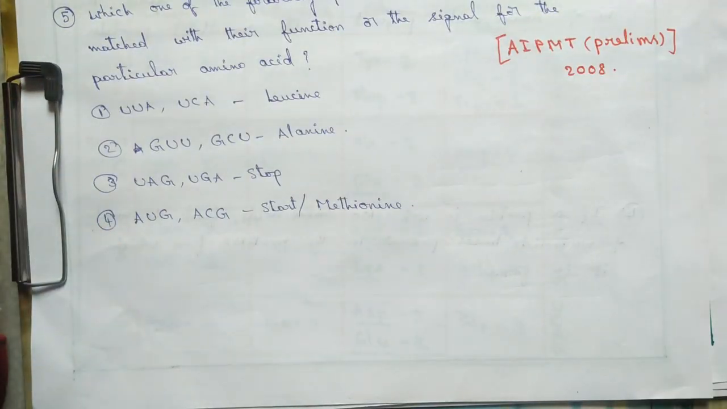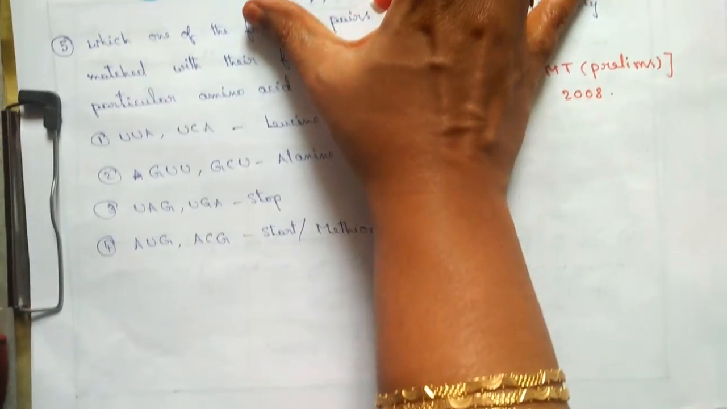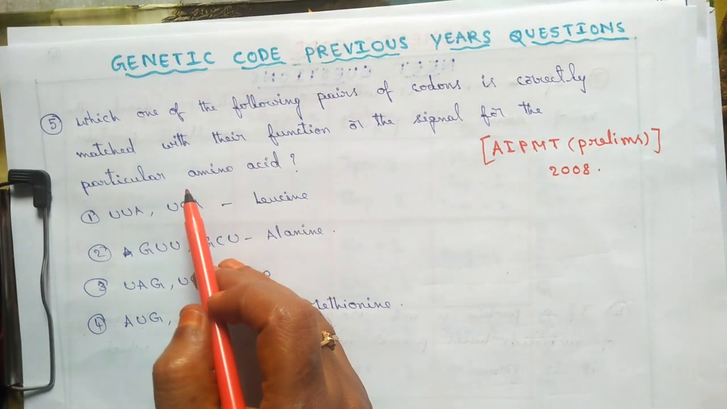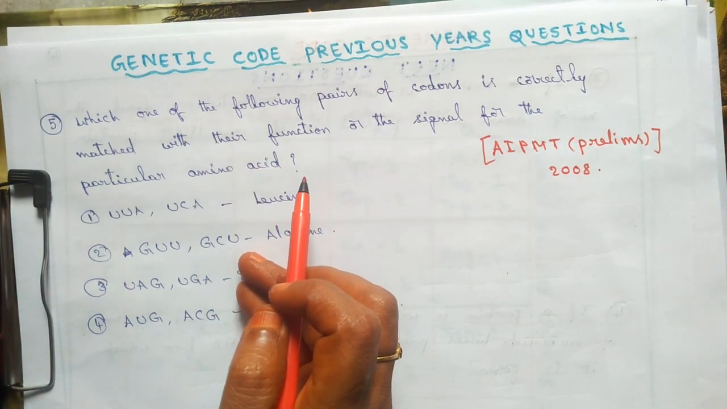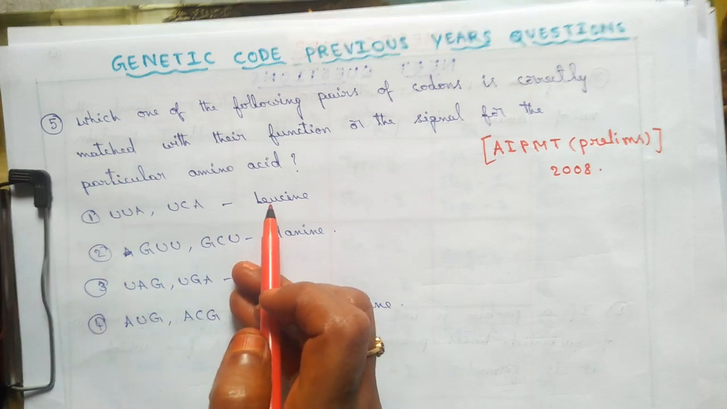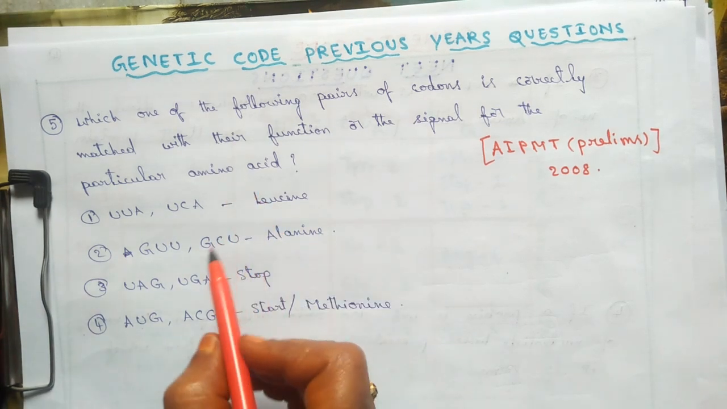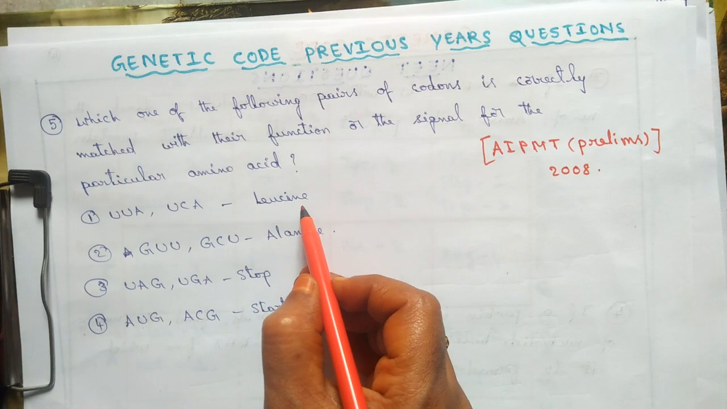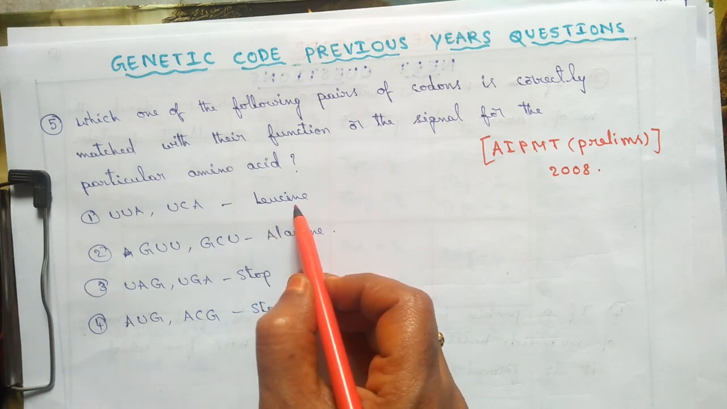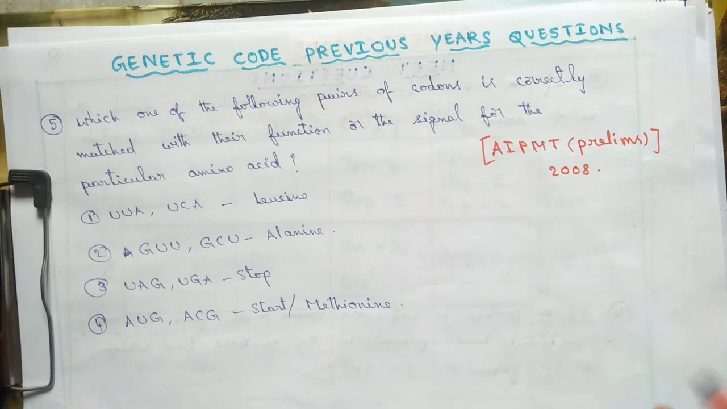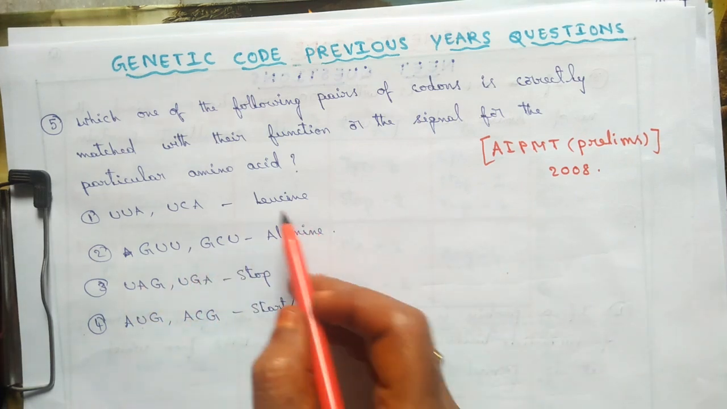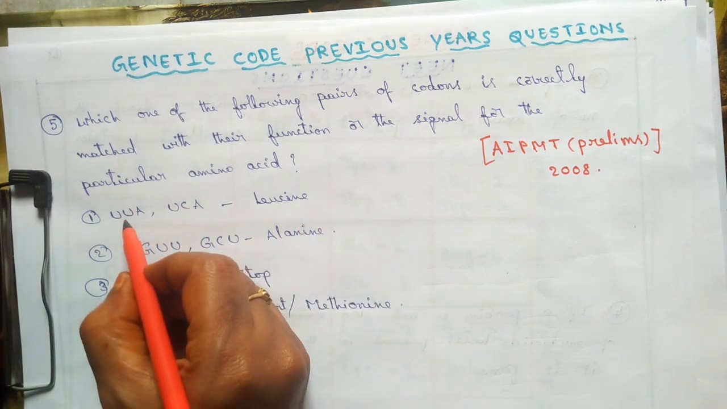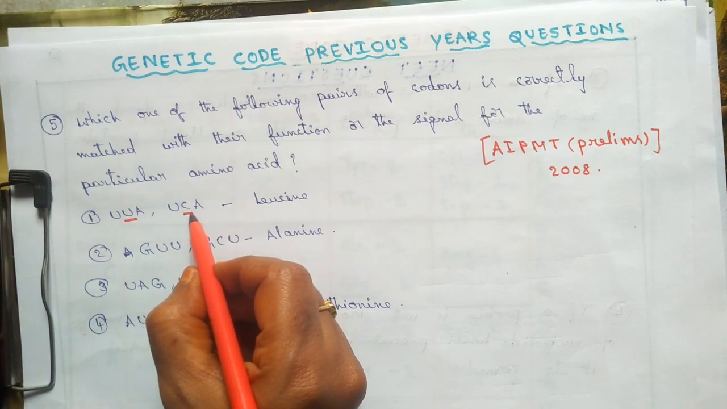Next question. Which one of the following pairs of codons is correctly matched with their function or the signal for the particular amino acid? So, which one is correctly matched? Here two codons are given in first option. UUA, UCA codes for leucine. Actually, leucine, where it is present, I have given you amino acids, columns, in which column it is present, in which box it is present. Leucine is present in first column. So, first column means center base is U. But here center base is given as C.